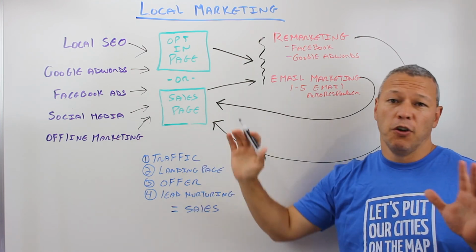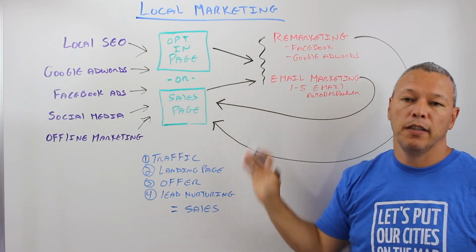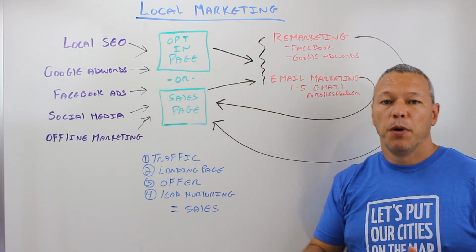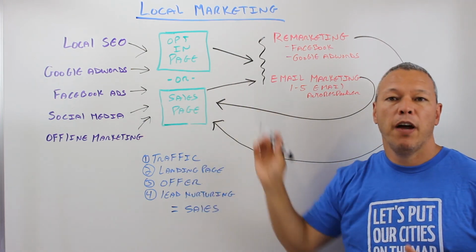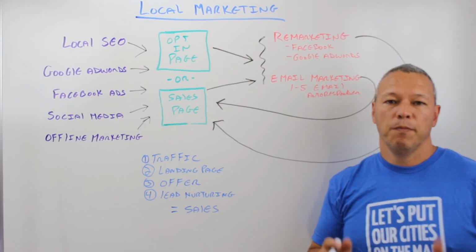So this is just an overview. I just wanted to explain how it works. So we obviously didn't go into detail in each section of it, but hopefully now you kind of get a view of how you can create a simple marketing system for your local business, okay?